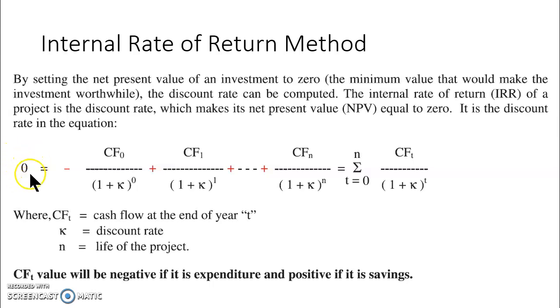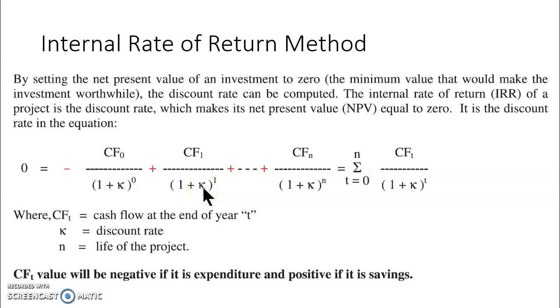So in the earlier case we had this part as NPV, and here we are keeping NPV as 0. So in order to keep your NPV 0, what has to be the value of your discount rate? That is what we are going to find out.